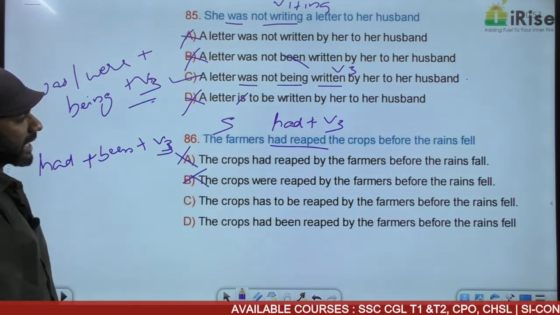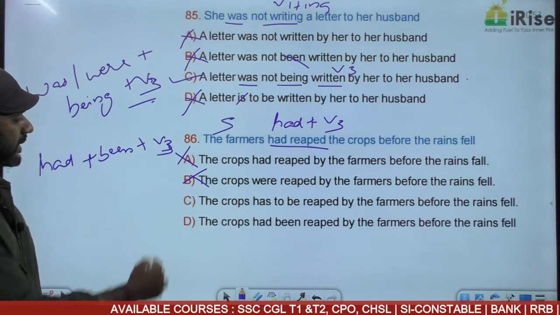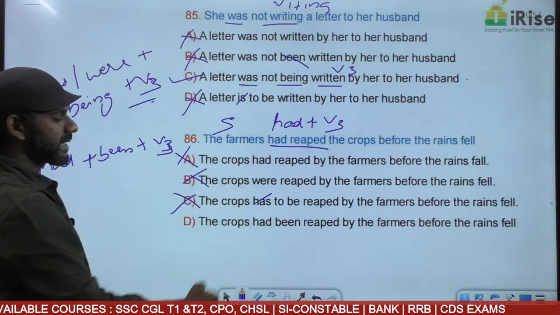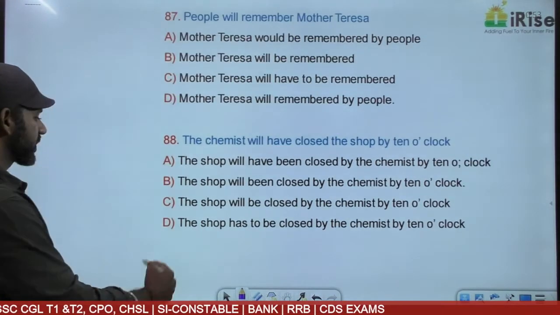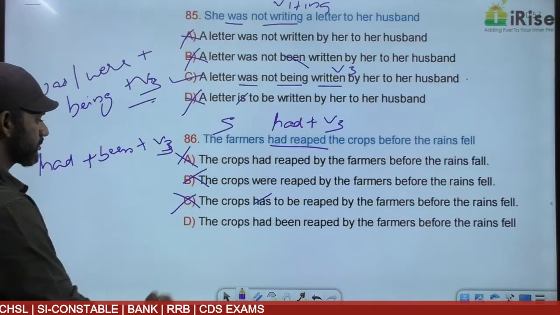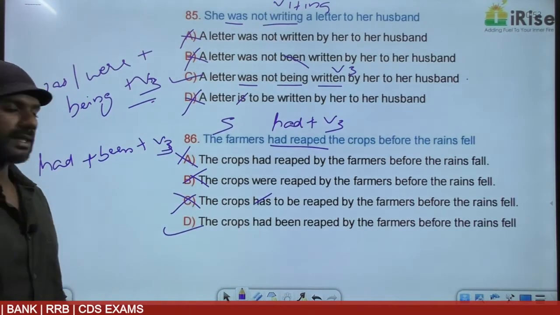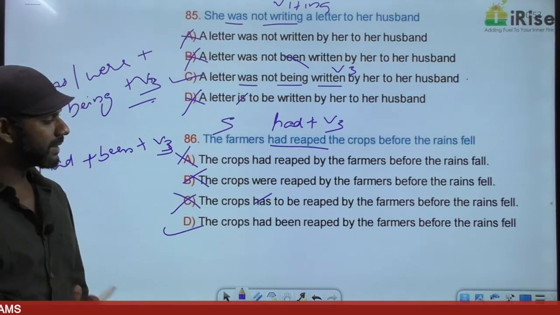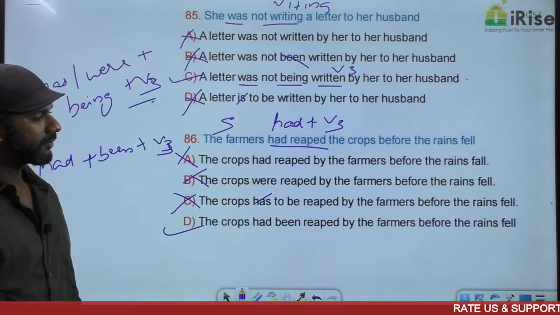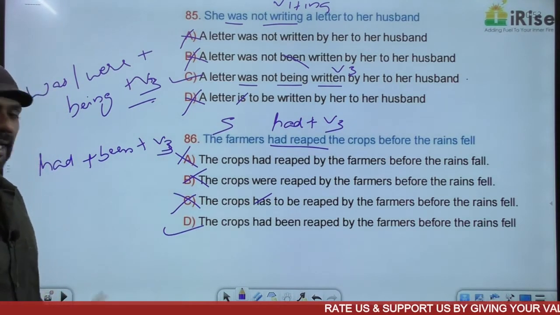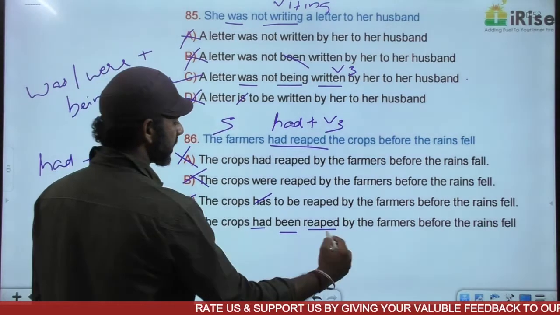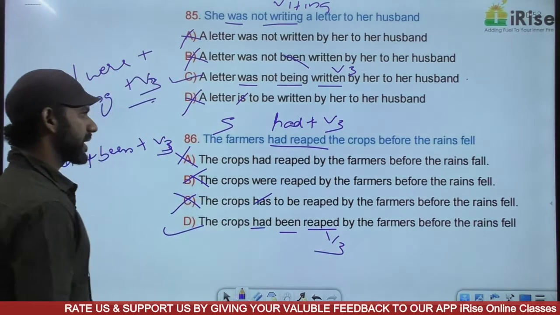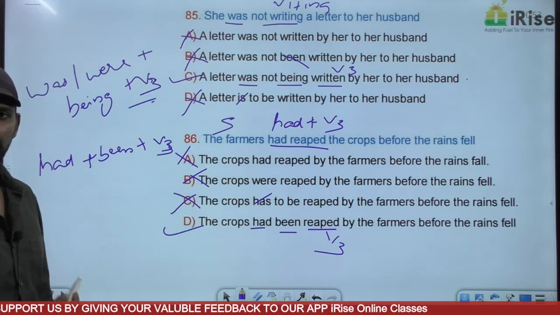Based on that, A and B are gone. Been is not there. C is eliminated. C says has, present tense, gone. The answer must be option D. Come to D now. The crops had been reaped by the farmers before the rains fell. Had been reaped is had plus been plus V3, past perfect in the passive voice. The answer must be option D.